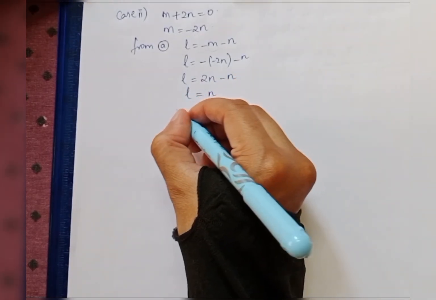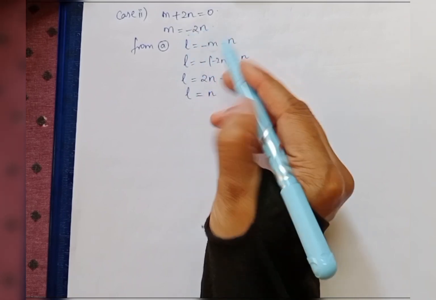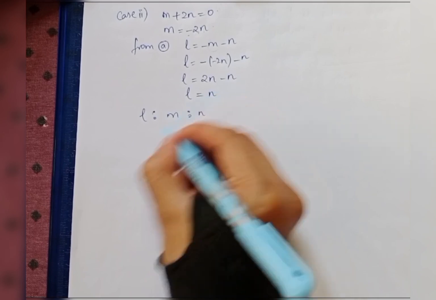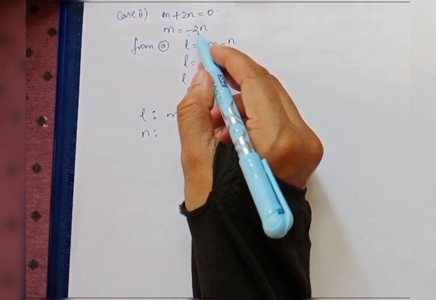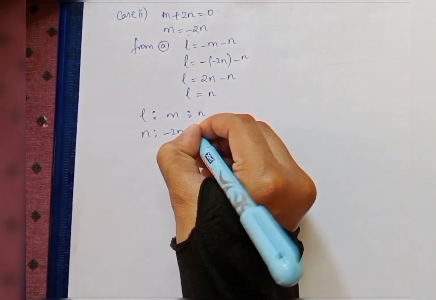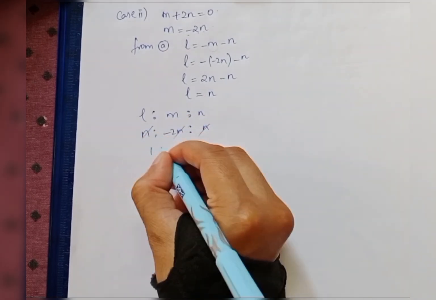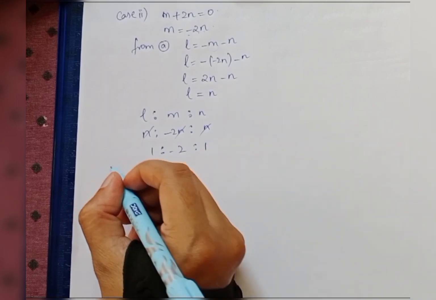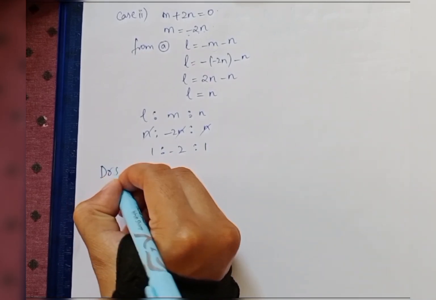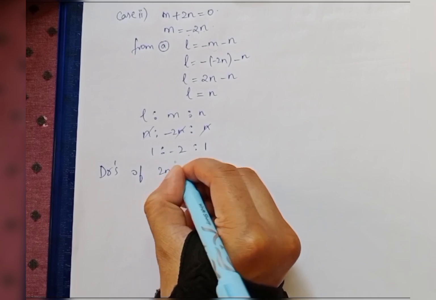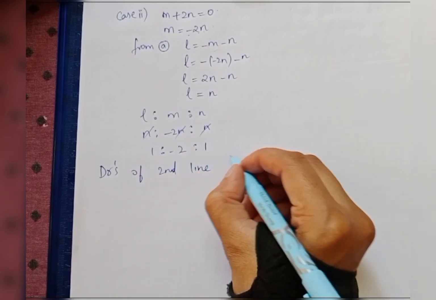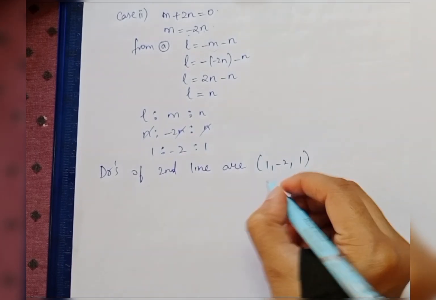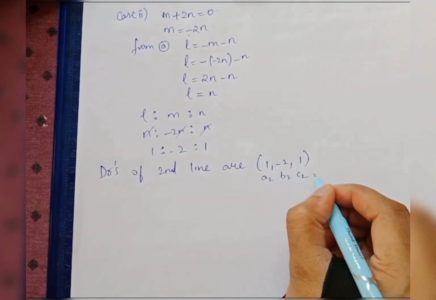The value of m is minus 2n, and n will be n only, so the ratio L is to m is to n is equal to, here L value is n, m value is minus 2n, is to n. n gets cancelled, so it is 1 is to minus 2 is to 1, which are the DRs for the second line. DRs of second line are 1 comma minus 2 comma 1, which will be a2, b2 and c2.